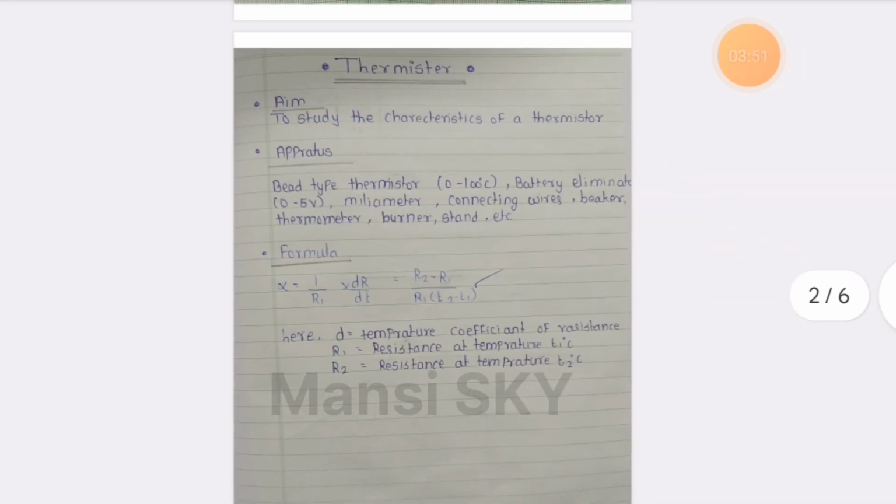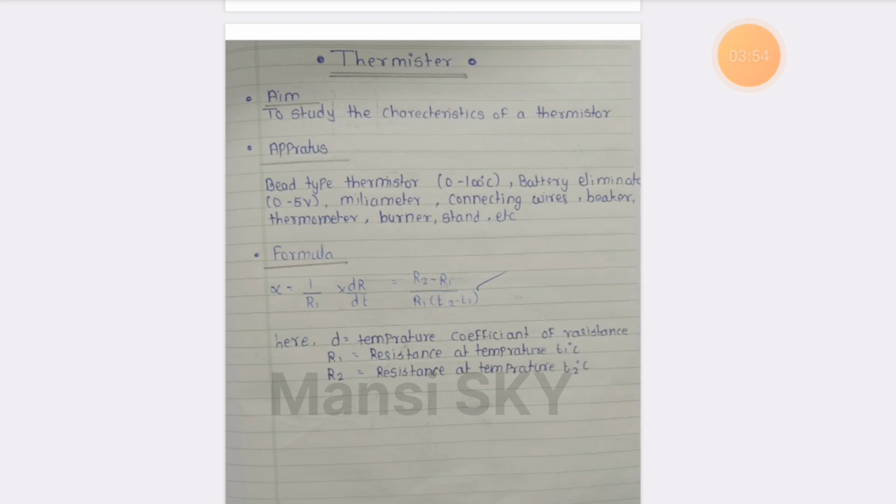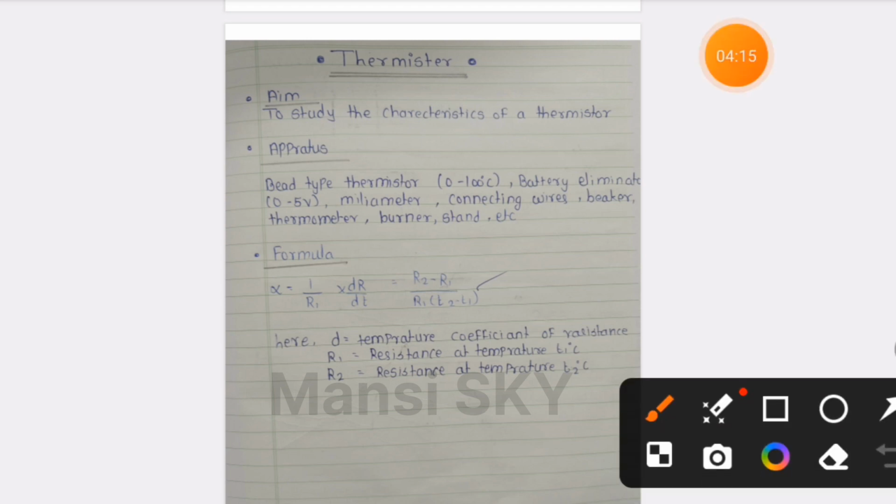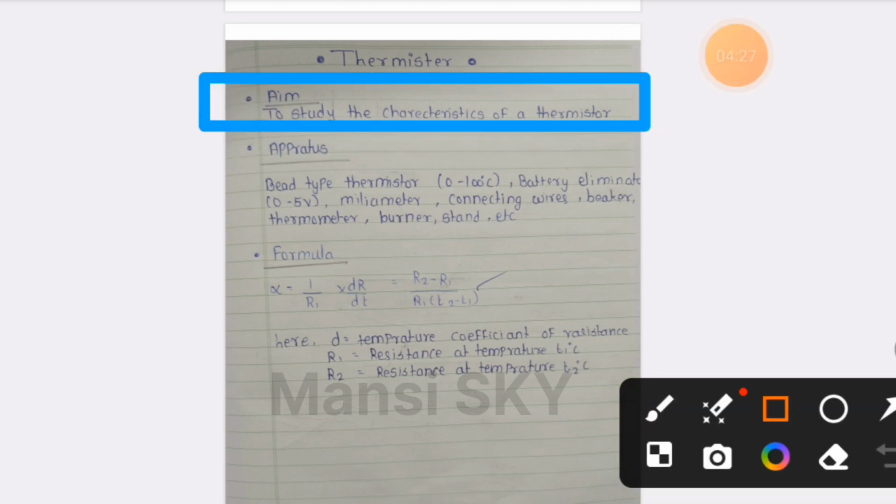Then we have the aim, apparatus, and the formula for the thermistor. What is the aim of this thermistor experiment? Writing the aim is the simplest thing, and by reading the aim we know what to do in the practical or in the experiment. So that's why the aim is very important. The aim of this experiment is nothing but to study the characteristics of the thermistor.